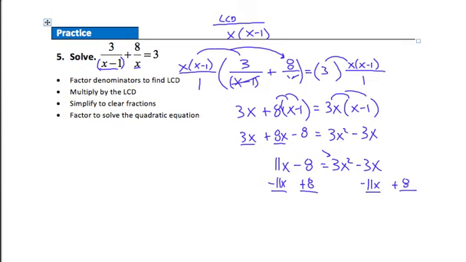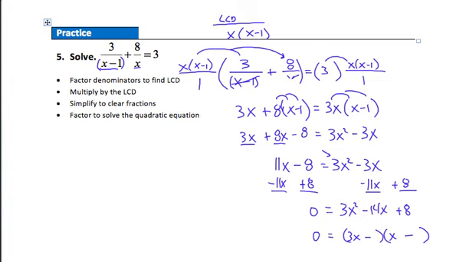All right, let's take a look now and see what we have. So I have 0 equals 3x squared, negative 3x, negative 11x, that's going to give us negative 14x plus 8. So what we want to do now is try to factor this. So I know I need 3x and x. The last term is positive, middle is negative. That tells me minus minus.